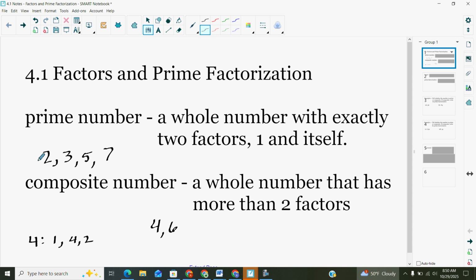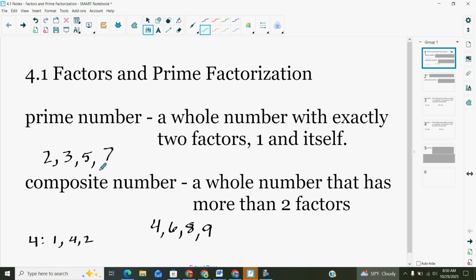And so on. Notice the only even number that is going to be prime is going to be 2, because every other even number can be divided by 2, has a factor of 2. 9, 3 times 3. And so on.